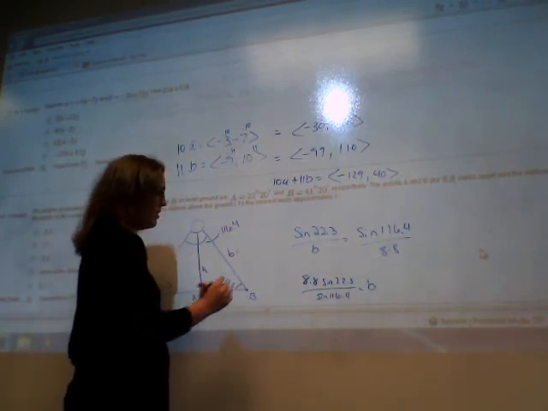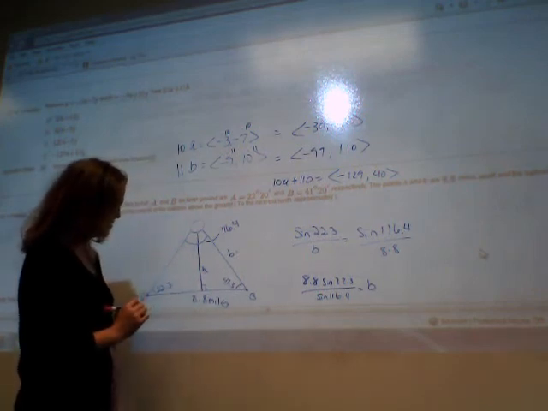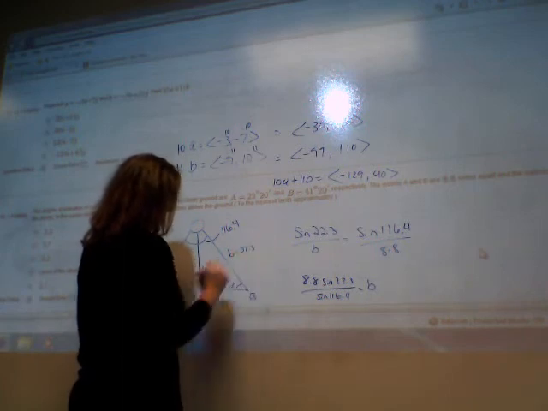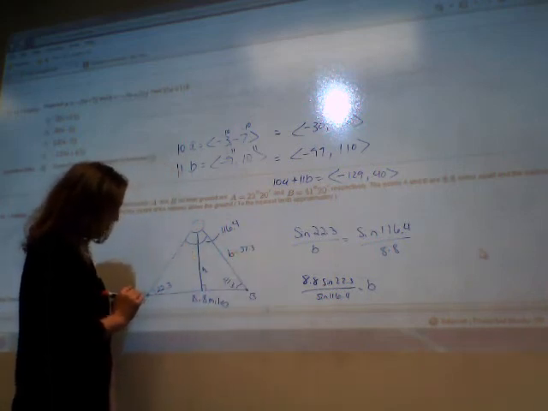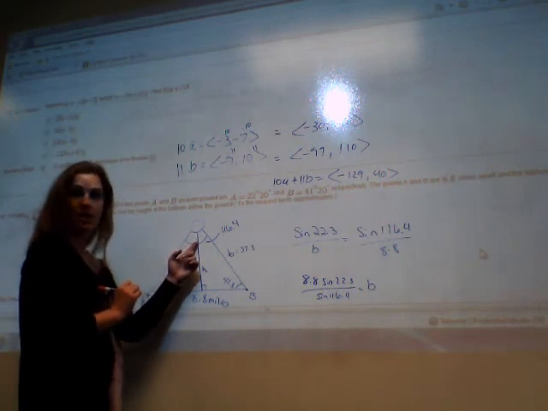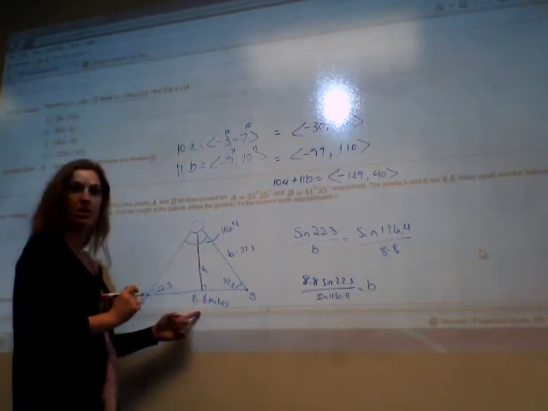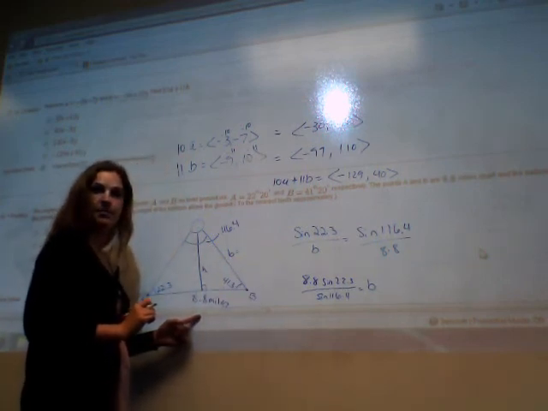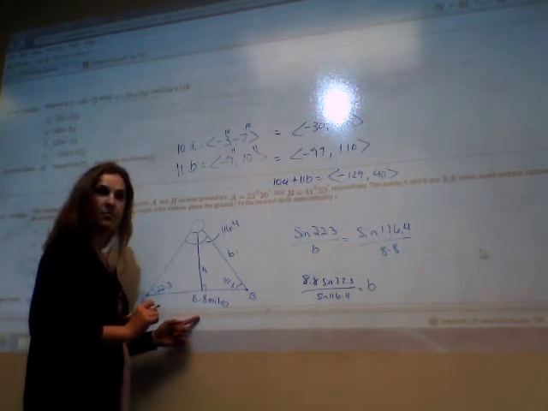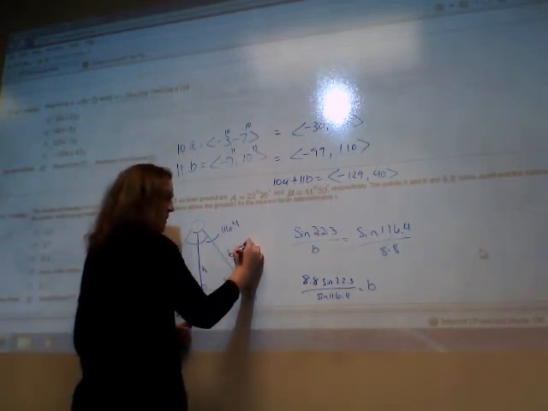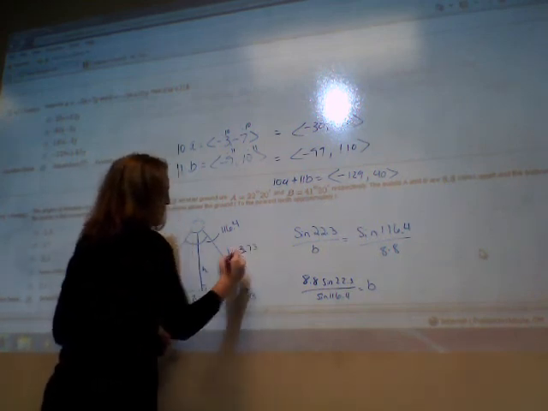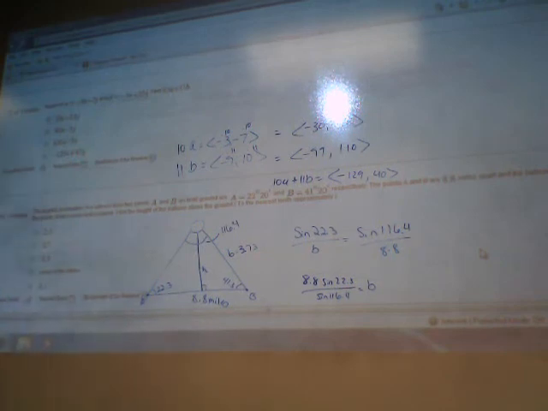3.7? No, that's not right. I think 3.7 is closer. 116 is our largest angle, so it's going to be across from our largest side. Oh, the big side. Okay, so it is 3.7? Oh, okay. I'm waiting for confirmation here. Somebody else who got the same answer, right? Okay, so we got 3.73 for B.